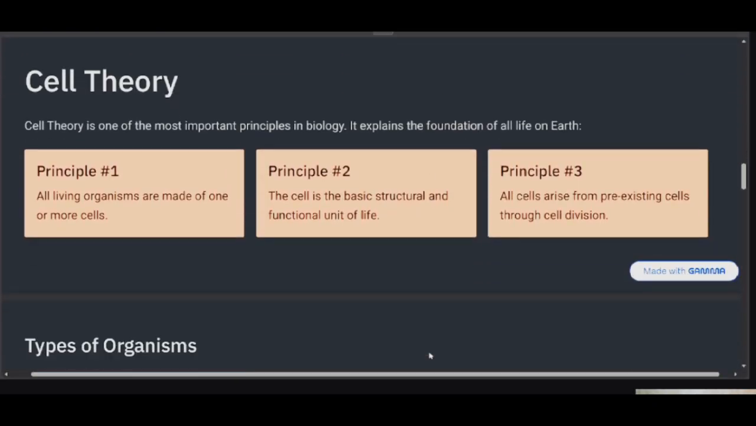So, cell theory. What is cell theory? Cell theory is one of the most important principles in biology. Of course, it is. It explains the foundation of all life on earth. The first principle tells us all living organisms are made of one or more cells. The second principle tells us that cell is the basic structural and functional unit of life. Cell is the basic structure that performs all essential life activities for survival. And the third principle tells us all cells arise from pre-existing cells through cell division.